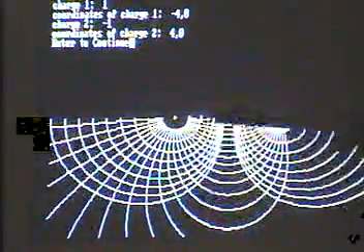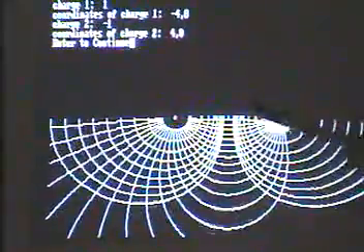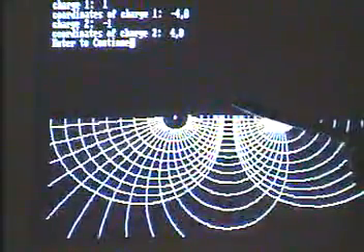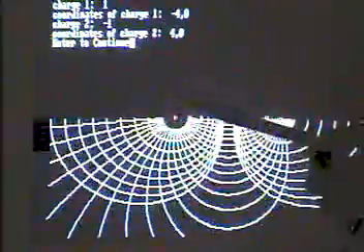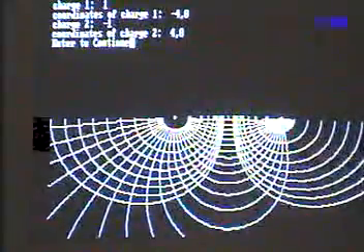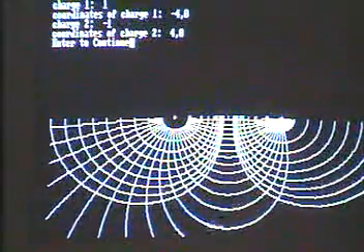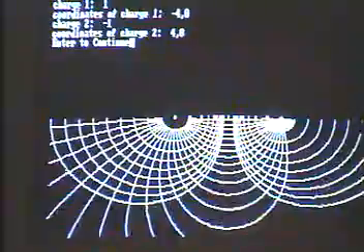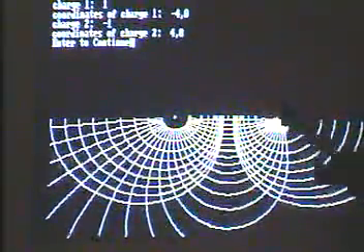Now, we're only showing the lower half of the distribution. The upper half is exactly the same as a reflection of the lower half. In other words, this distribution is completely symmetric about the axis because I put the two charges on the x-axis. Still a little mystified here, but let's go on.